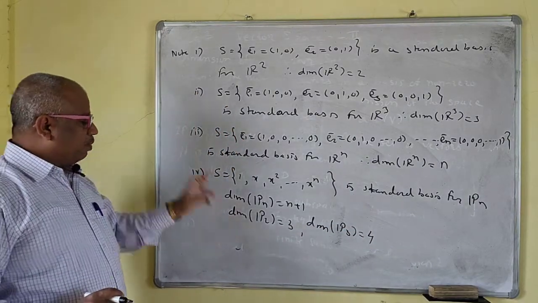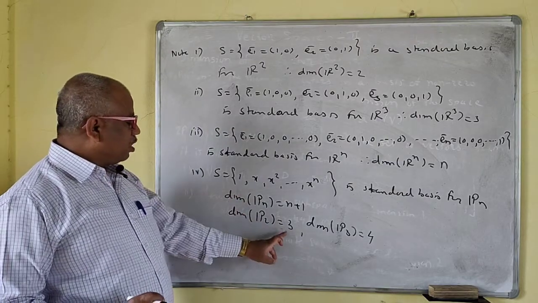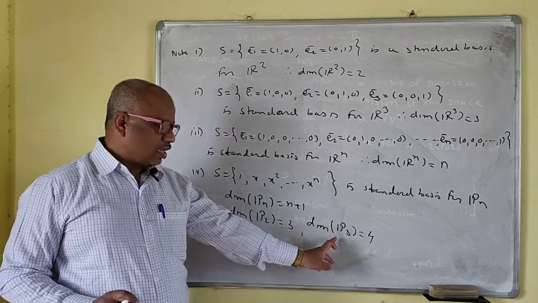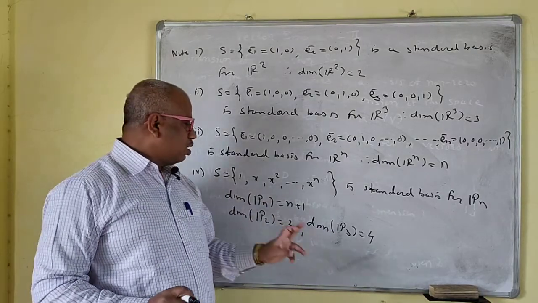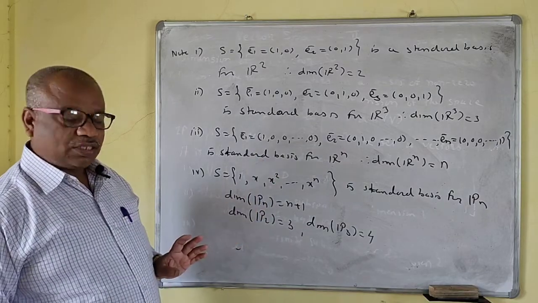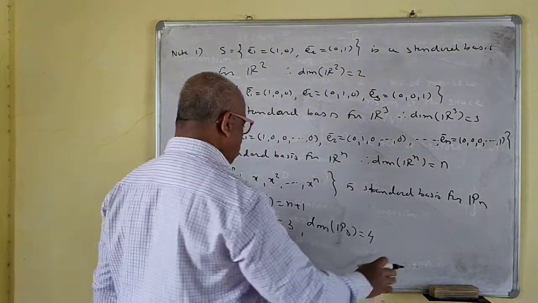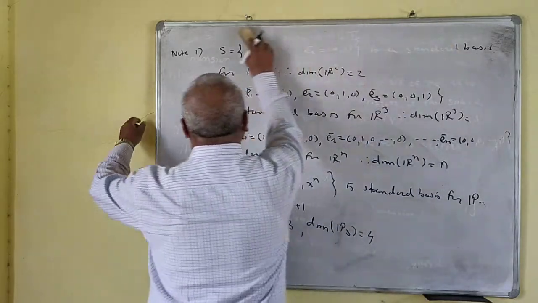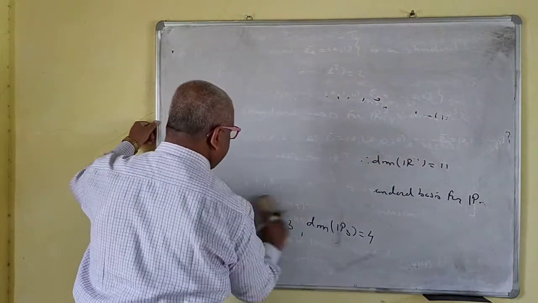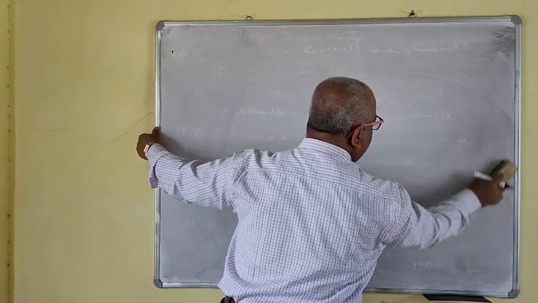The standard basis for P2 is 1, x, x square. The standard basis for P3 is 1, x, x square, x to the power 3. Now we have seen some vectors in a basis in Rn also. So note that the dimension of Rn is n.